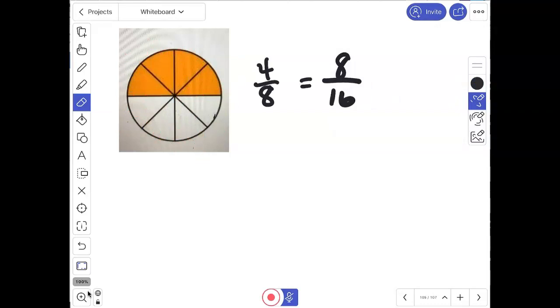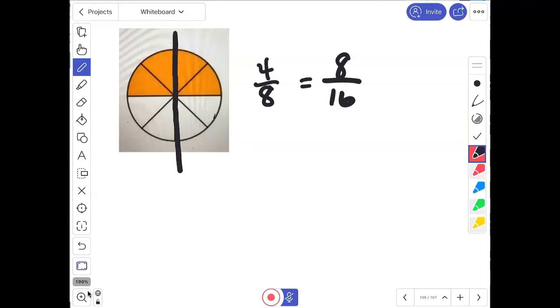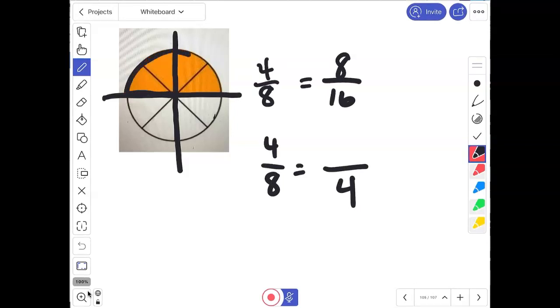What if I wasn't looking at 16ths anymore? What if I switched it and I was just looking at fourths? So 4/8 is the same as how many fourths? Now each one of these is a fourth. That looks like 2/4 to me. 1, 2.